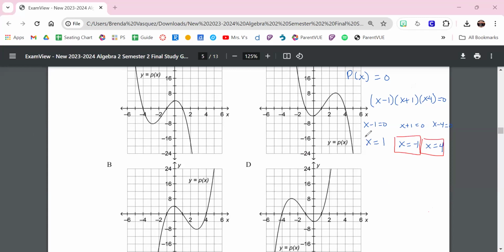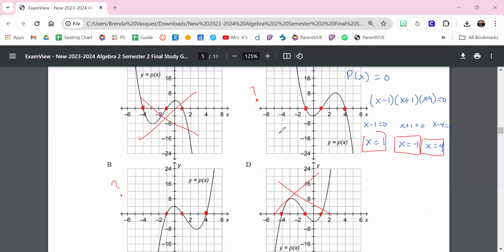So -1 and positive 1. Go ahead, take a bus. The first one has a 0 at -4, -1, and 1. Is this one an option? No. Next one: -1, positive 1, and positive 4. This one might be an option. Let's put a question mark. The next one: -1, positive 1, and positive 4. Another option. The next one: -4, -1, and positive 1. No. So we have C and B as possible options.